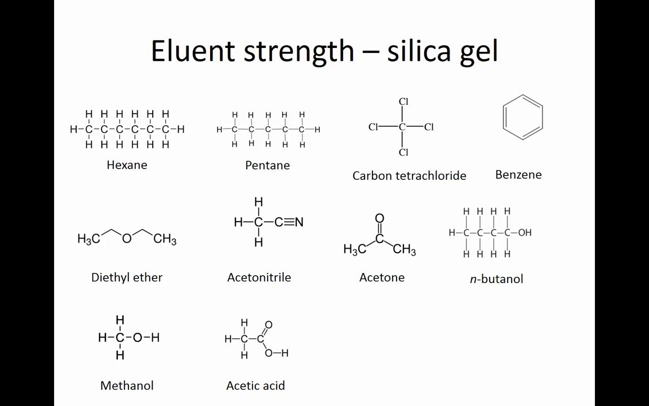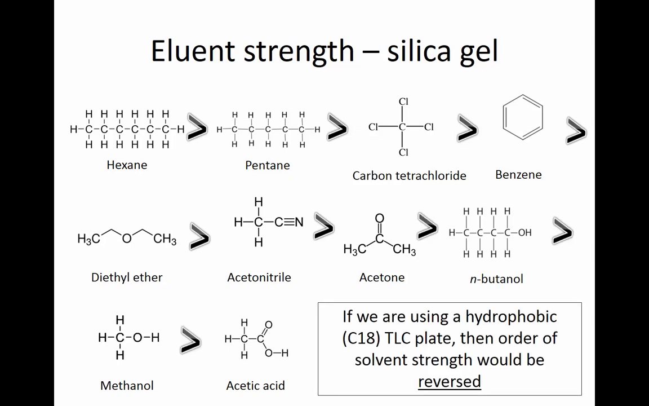And so we can determine this looking at eluent strength. And you don't always want the largest eluent strength. This is for the polar stationary phase silica gel. Of course, hexane is the strongest, and you can see what that gets you on the previous slide. Pentane's a little bit less strong, but it's still pretty strong. Carbon tetrachloride, benzene, diethyl ether, acetonitrile, then acetone, butanol, methanol, and finally acetic acid.